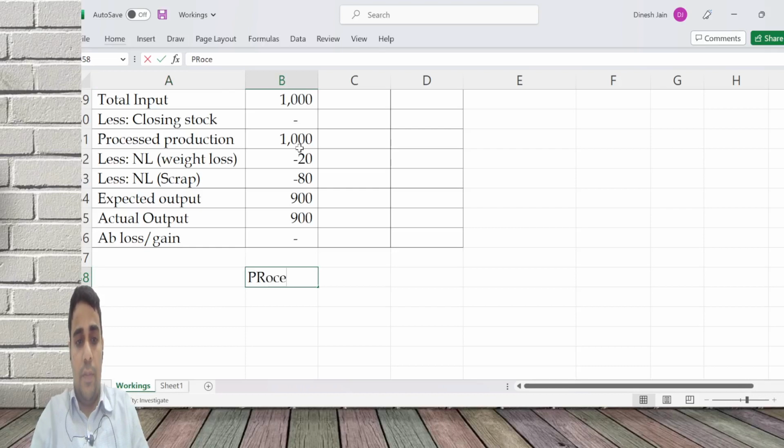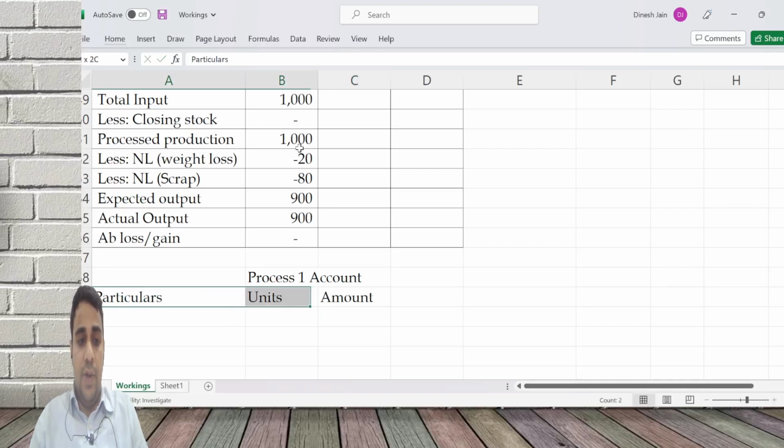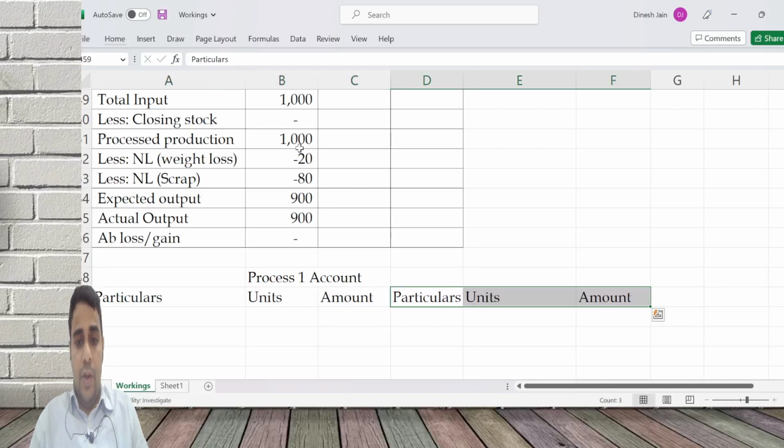Process 1 account. Particulars, units, amount. Particulars, units, amount. You keep doing this. I'll be back in some 2-3 minutes. You keep doing this.